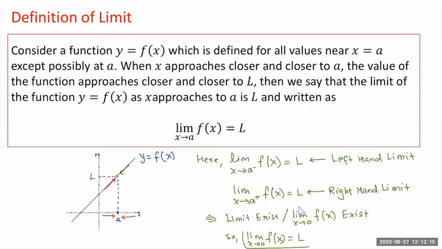So this is how we write it. We say that the limit as x approaches a of f of x equals L. Or in short, when x approaches a from the left and right, and the value of the function also approaches a single value from both sides, then we say that the limit exists, and the value of the limit is equal to the value of the function over here, which is equal to L. So that is the fundamental definition of the limit of a function.